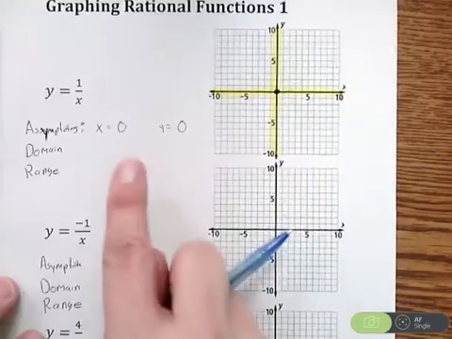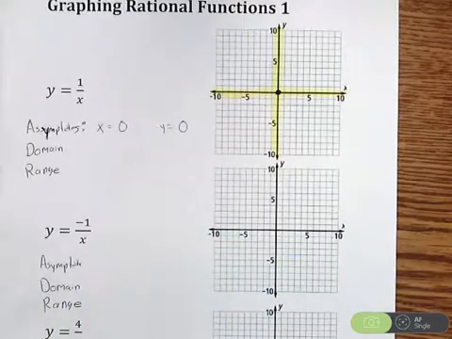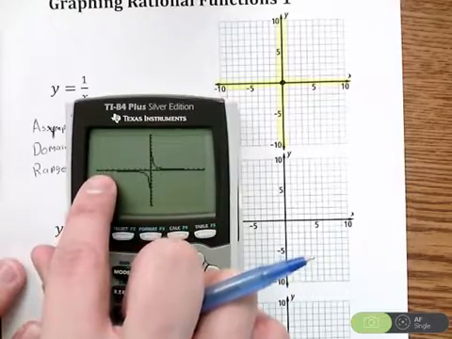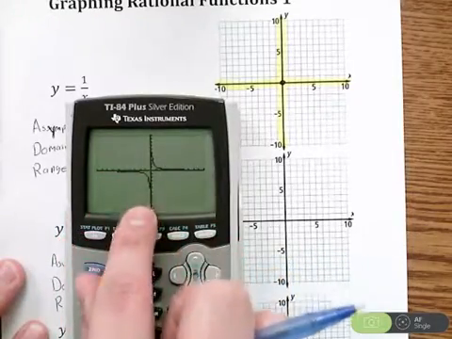Now we're going to hold off on asymptotes and come back to that in a little bit. So my graph here, again, looks like this. It's actually really, really tight in here, and then turns and comes down.